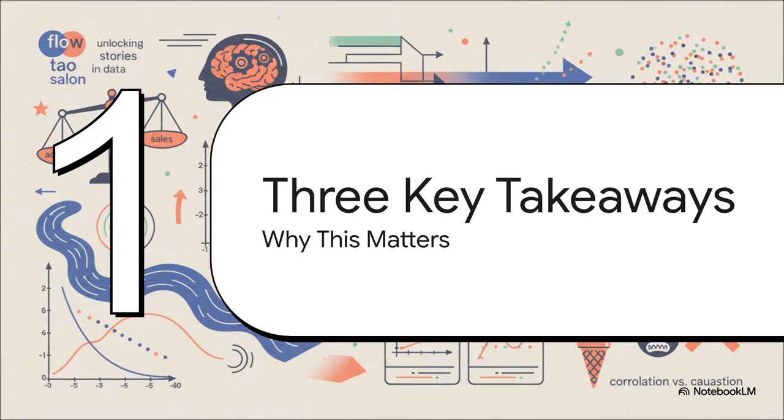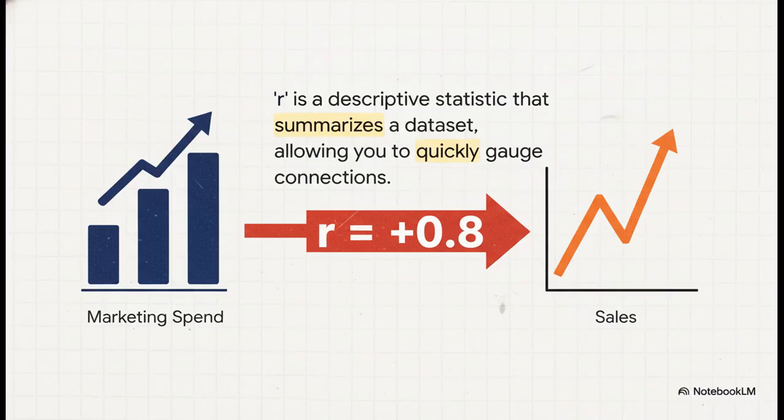All right, so let's pull all of this together. We're going to wrap this up with 3 key takeaways, and we're going to look at exactly why this stuff matters so much in fields like marketing and consumer research. First up, R gives you this powerful at-a-glance summary. And in the business world, that is gold. It means you can get a quick, data-backed signal on whether 2 critical things, like how much you're spending on marketing and how much you're selling, or how satisfied your customers are and whether they come back, are actually moving together.